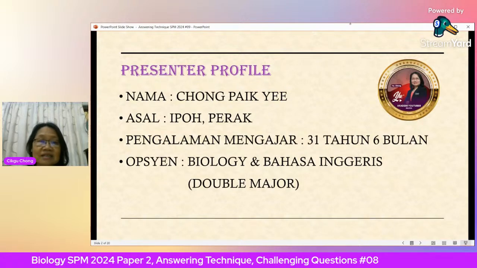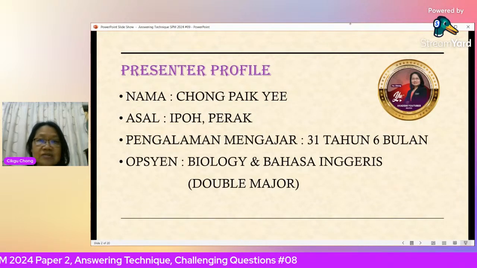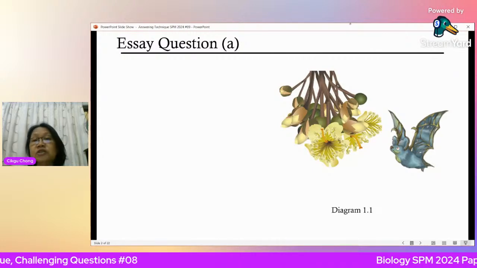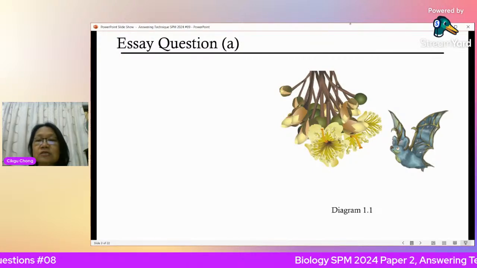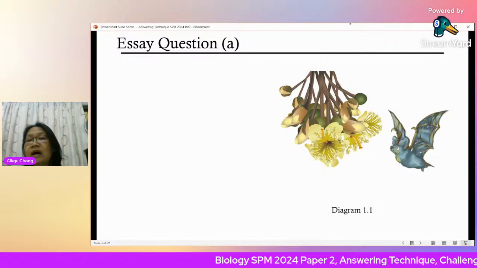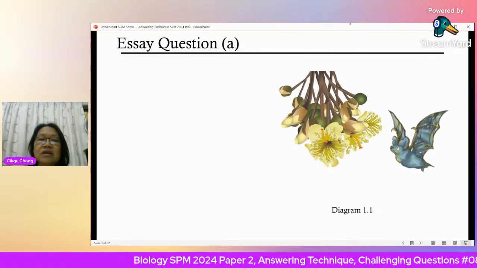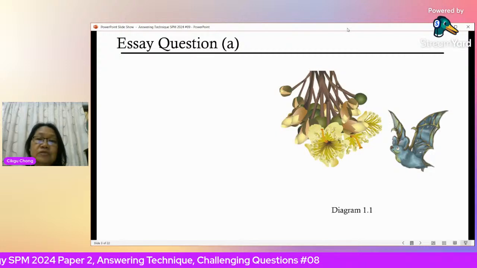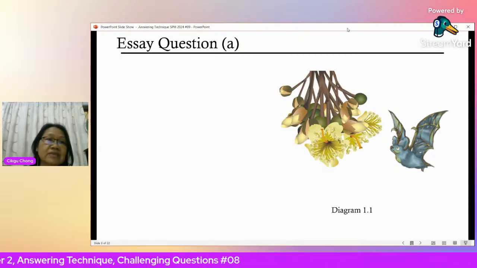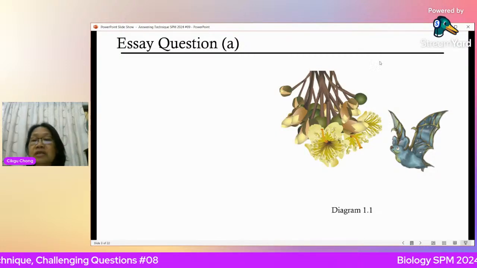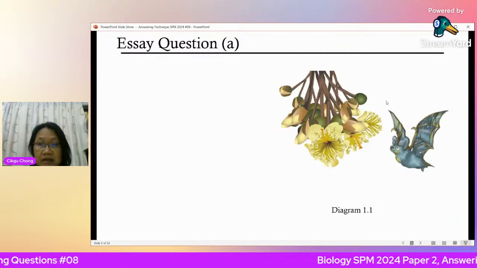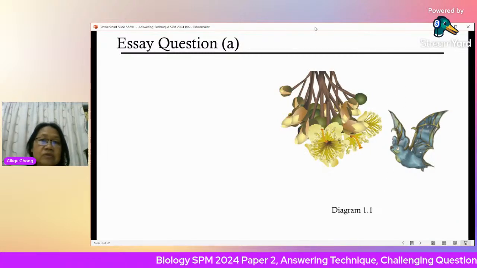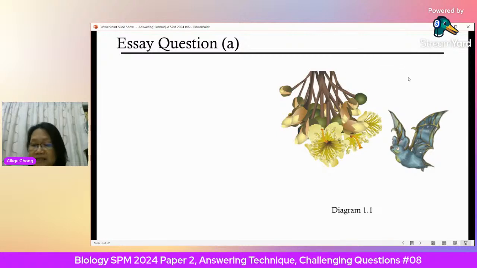So let's get straight to today's lesson, which is a question on sexual reproduction of plants. Here you will see, do you know what flower this is? Now it looks like bunga raya. Actually, it's not bunga raya, and not many students will know what kind of flower it is. This kind of flower is actually pollinated by bats. You see a bat here. Actually, this is a durian flower. So durian flowers are actually pollinated by bats.